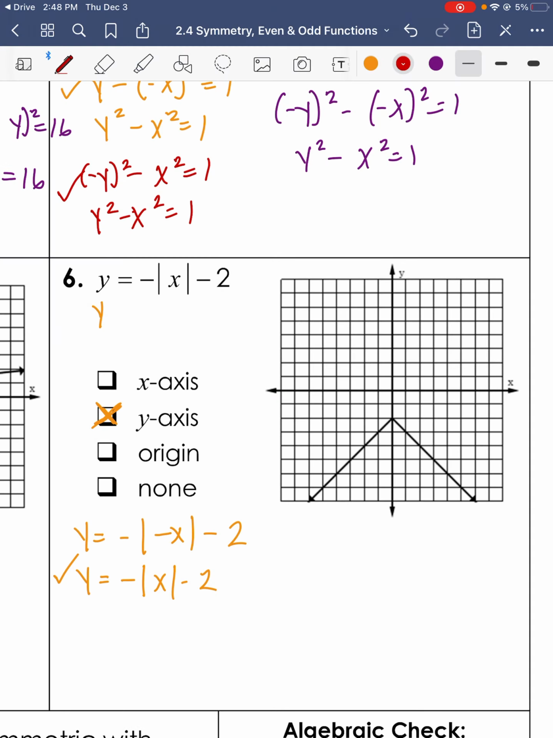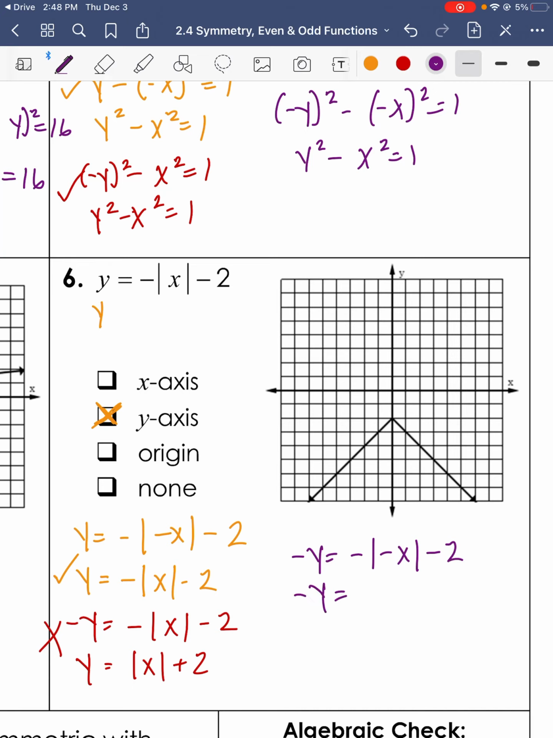Replacing y with negative y, we get negative y is equal to negative absolute value of x minus 2. We multiply everything by negative 1 to get y. We get y is equal to the absolute value of x plus 2. No symmetry here. And the last check for both, if we do negative y is equal to the negative absolute value of negative x minus 2. Negative y is equal to negative absolute value of positive x minus 2. And then again we get y is equal to the absolute value of x plus 2. Not symmetrical about the origin.